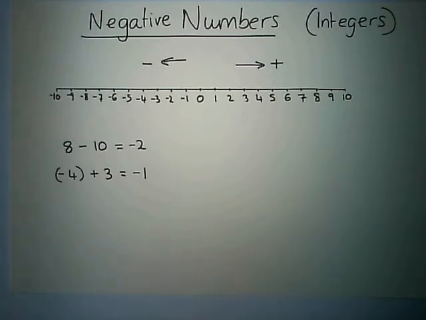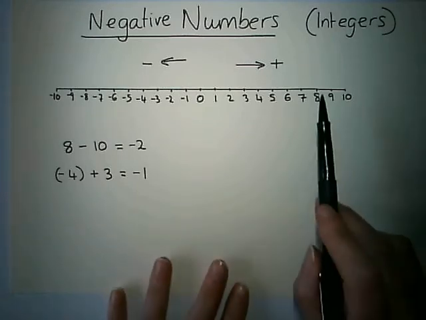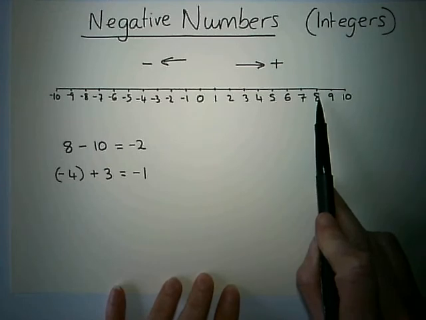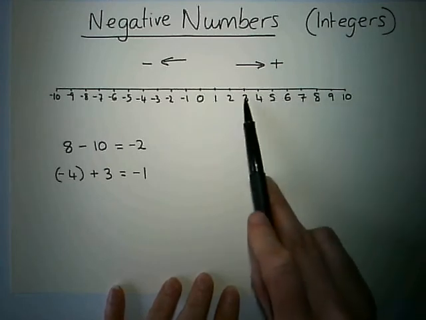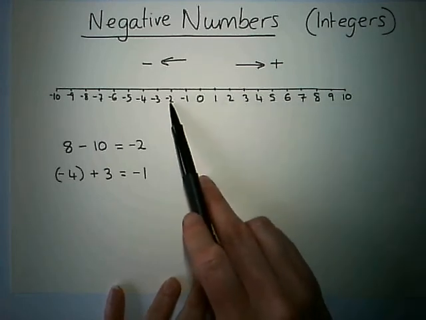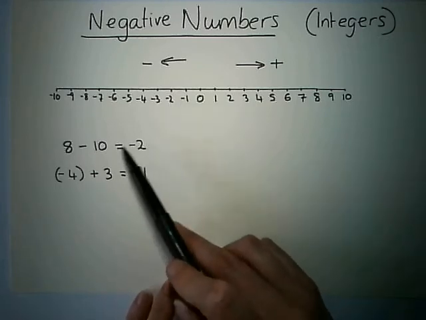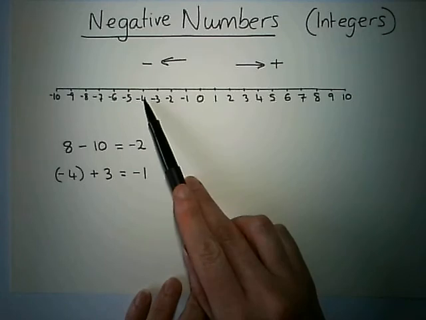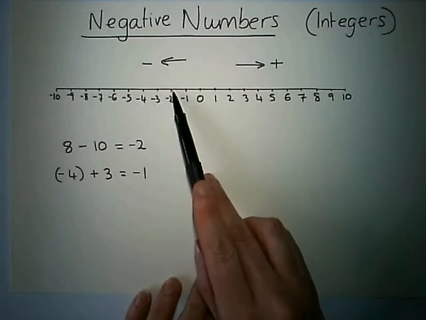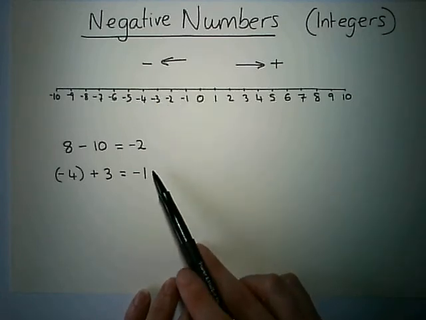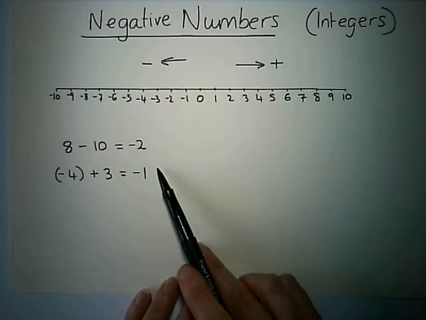So 8 take away 10 is negative 2, and I'll show you how we get it. If you start at 8 and you subtract 10, 1, 2, 3, 4, 5, 6, 7, 8, 9, 10, you would go 10 places to the left, you would end up at negative 2. If you were at negative 4 and you added 3, 1, 2, 3, you would end up at negative 1 because you would move 3 places to the right. So add, go to the right, subtract, go to the left.